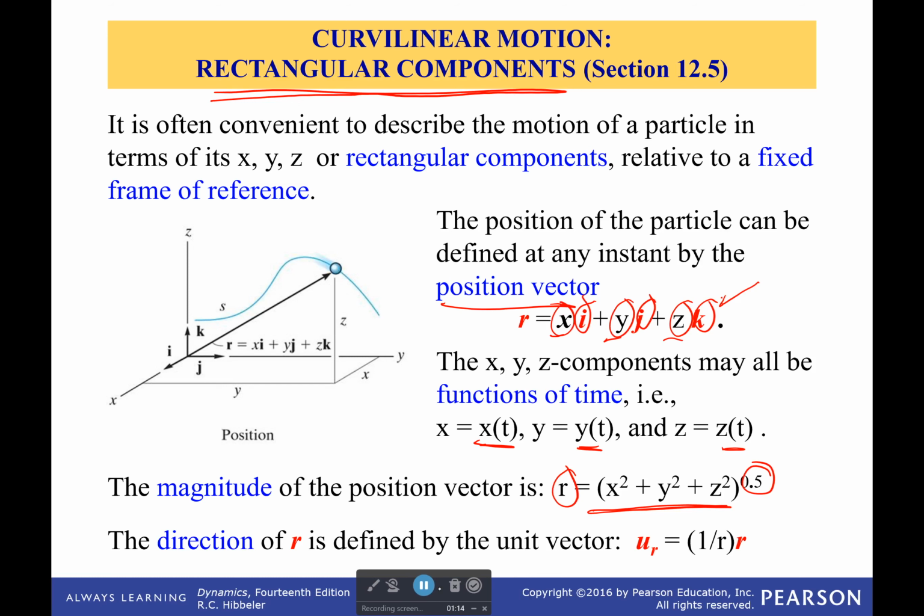And the direction of our r is defined by the unit vector, which we can write with this notation, and it is simply our position vector divided by the magnitude of the position vector, which we calculated just a moment ago. A lot of times you'll see me write this in problems, where no hat means it's a scalar, and the hat right here makes it a vector.